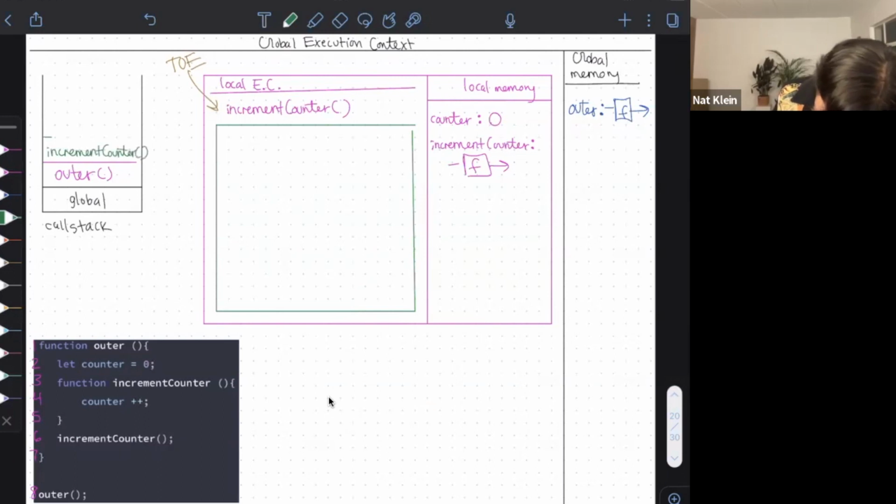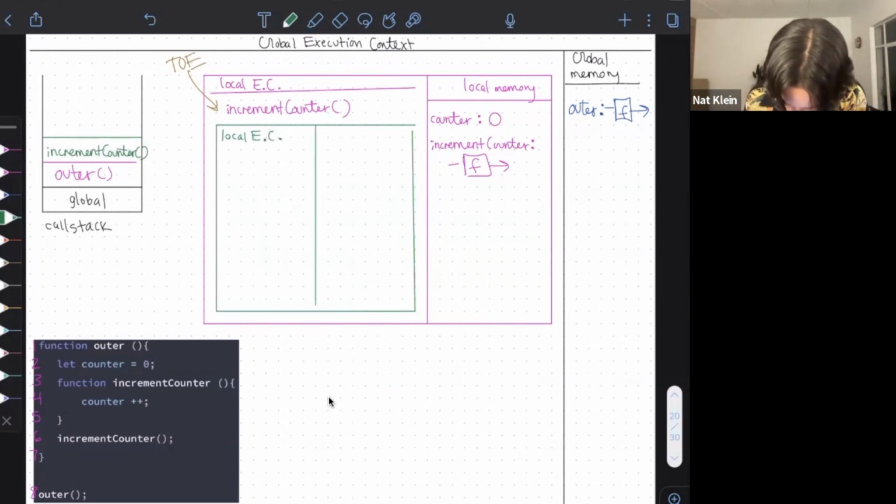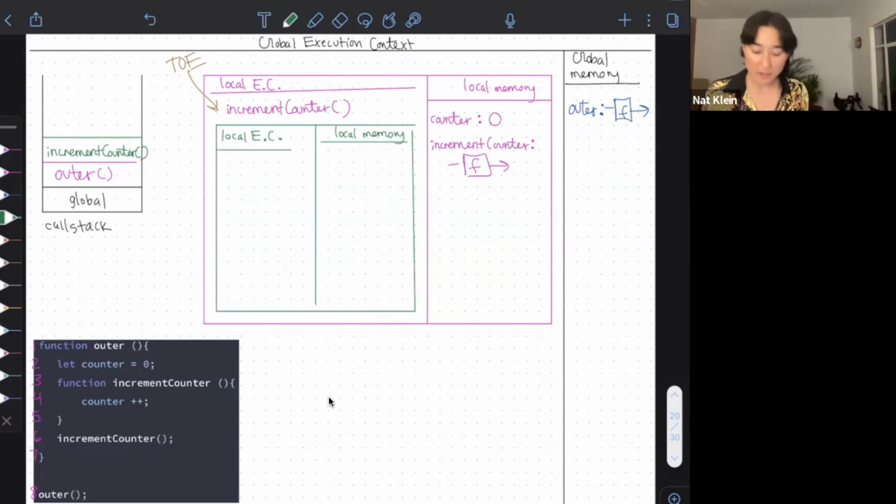We have this, the inception, the local execution context within another local execution context. I like the super local execution context. There we go. It also is going to have local memory. So for anyone, if this is the first time you're seeing it, yes, we can have execution contexts inside of execution contexts. And when that happens, you'll notice there will always be multiple execution contexts on the stack.